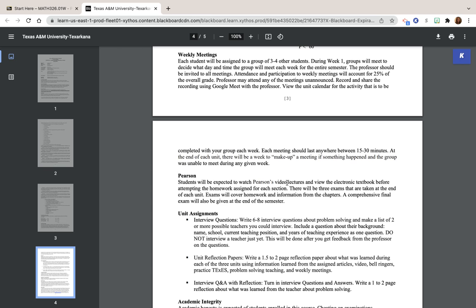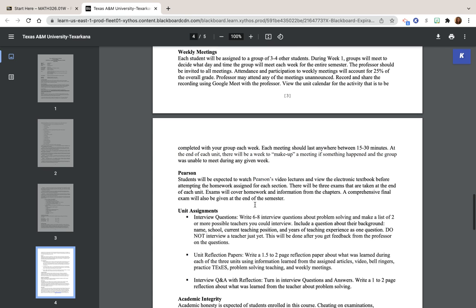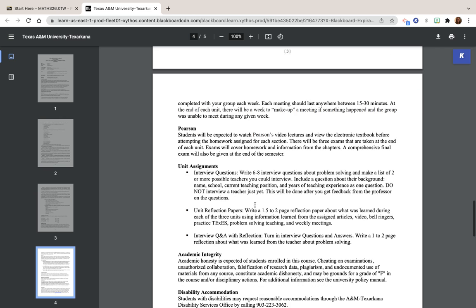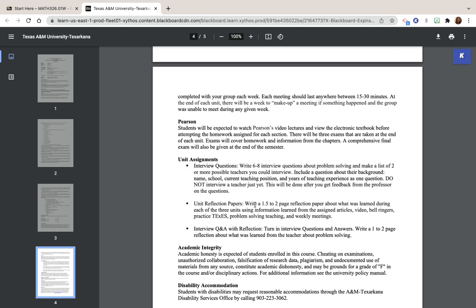Pearson, you will use Pearson's video lectures and the electronic textbook to learn the material that is on the assigned homework. That is your resource for learning the material. There'll be 3 exams that are taken at the end of each unit. Exams will cover homework and information from the chapters, and then a comprehensive final will also be given at the end of the semester. Your unit assignments include writing interview questions.